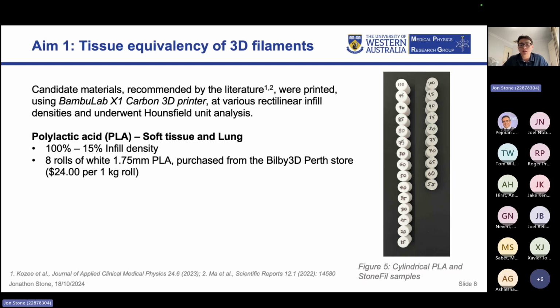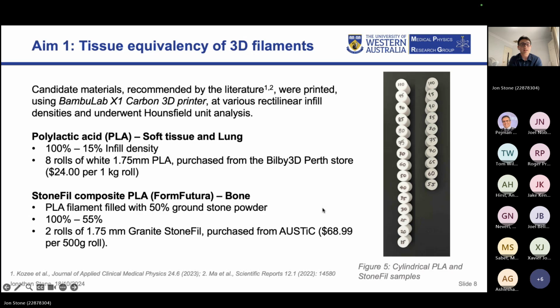We printed it from 100% infill density down to 15% infill density, as you can see here. And then for bone replication, we printed stone-filled composite PLA by Formfutura. Stone-filled composite PLA is actually PLA filament filled with 50% ground stone powder, which does two things. It increases both the density of the material as well as the effective Z number. A lot of the literature surrounding 3D printed filaments and tissue equivalency suggested stone fill was a good alternative for bone. So we printed these from 100% down to 55%.